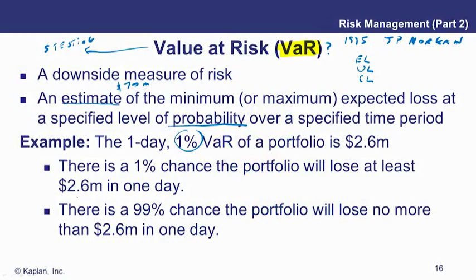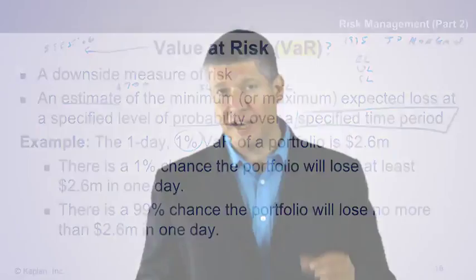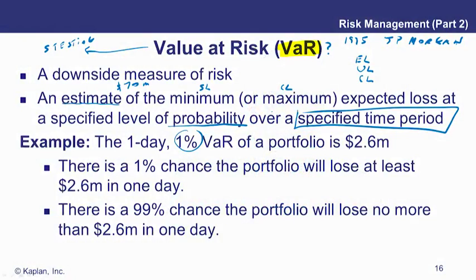So looking at the definition here, we've got our estimate of the minimum. If it's the minimum, it's at the significance level. If it's the maximum, you're using the confidence level, at a specified level of probability over a time period. So you could have a 1-day VAR, a 10-day VAR, a 1 week, a 1 month, a 6 months VAR, a 1 year VAR. You can estimate over any time period. I've got an example for you here.